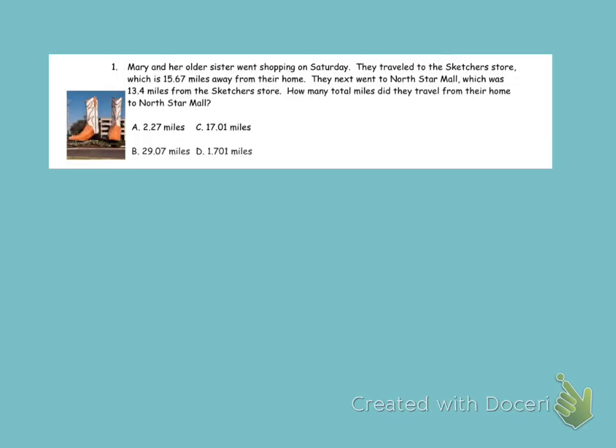It says Mary and her older sister went shopping on Saturday. They traveled to the Skechers store, which is 15.67 miles away from their home. They next went to North Star Mall, which was 13.4 miles from the Skechers store. How many total miles did they travel from their home to North Star Mall? So this is how many total. That's going to tell us that that is an addition problem.